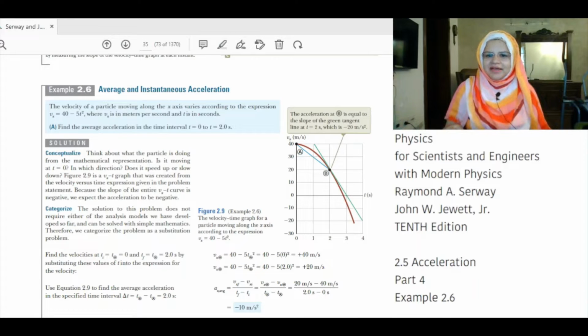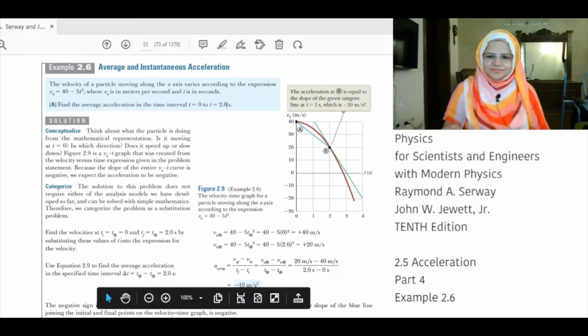Today we will continue section 2.5 acceleration, example 2.6 average and instantaneous acceleration from the book Physics for Scientists and Engineers with Modern Physics by Serway and Jewett, 10th edition.